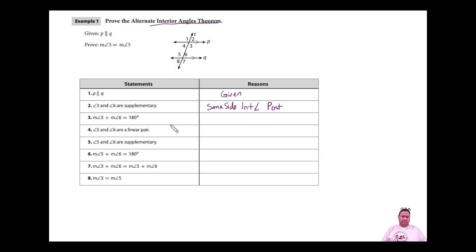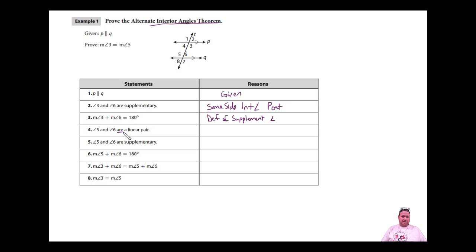That's about as much as I'm going to abbreviate it. 3 and 6 add up to 180. Well, if they're supplementary, that's the definition of a supplementary angle, because supplementary angles add up to 180. Angle 5 and 6 are a linear pair.